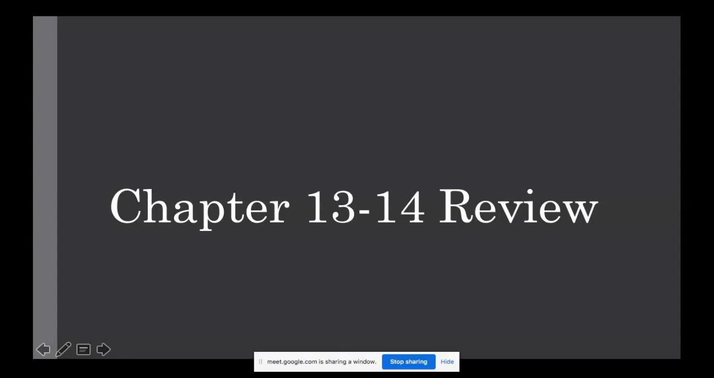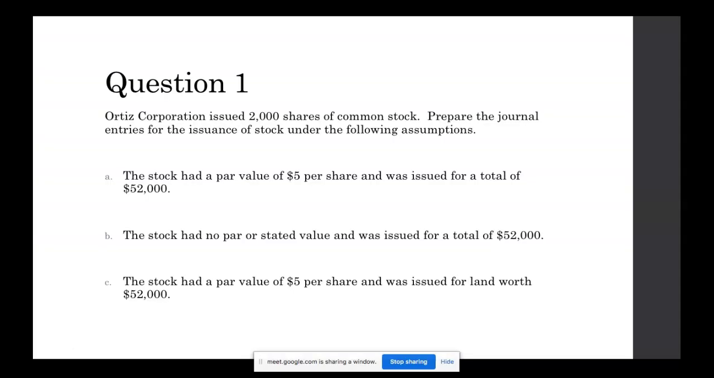All right, so we are going to be talking about chapters 13 and chapter 14. So we have 4 questions here in this review. Let's start off with question number 1.